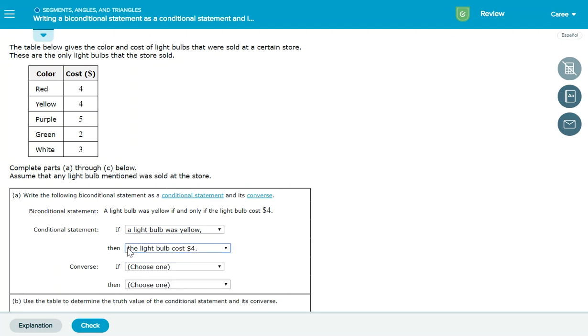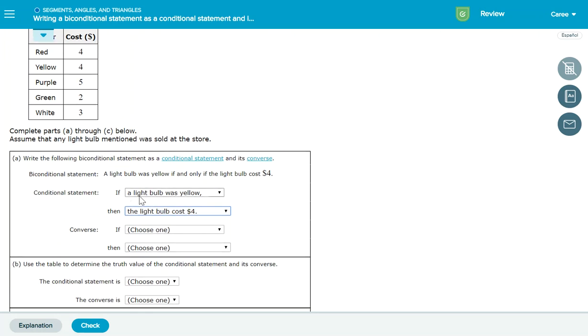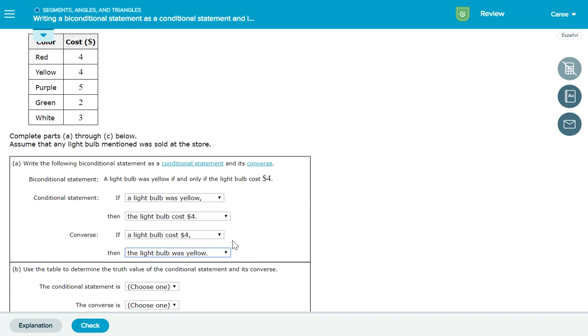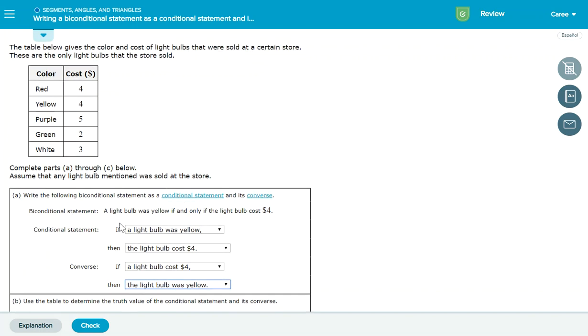Now to do the converse of that, we switch those around. A converse is where we take an original conditional statement and just swap the two phrases. So if the light bulb cost $4, then the light bulb was yellow. Okay, and those are our two statements. Now we need to see if that's even true for this given situation. So let's look up here.